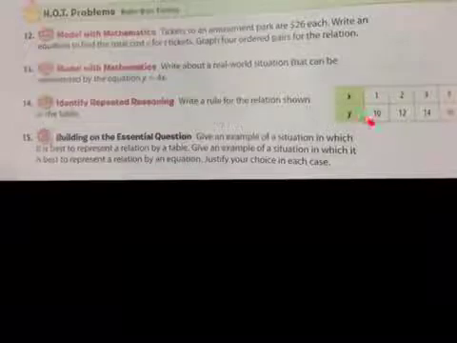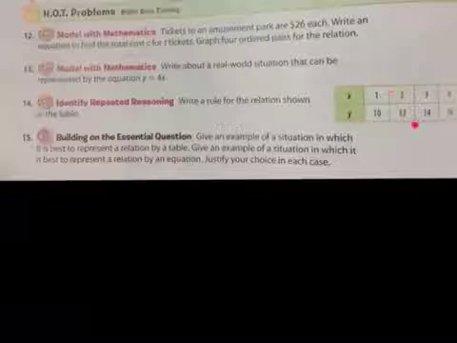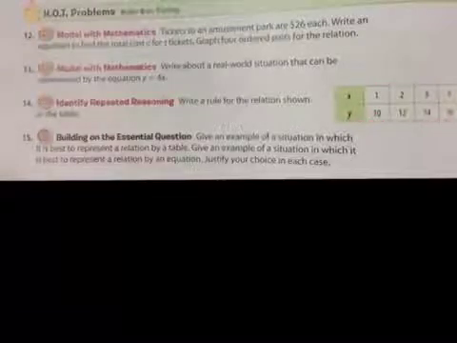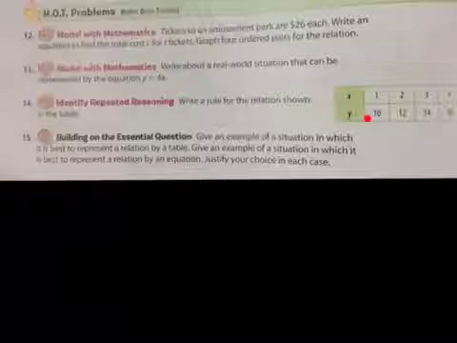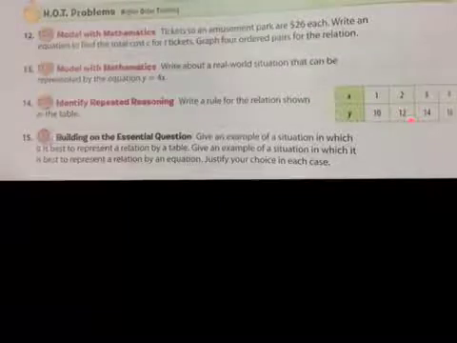Number 14. Write a rule for the relation shown in the table. Here we have a relation. We have the domain and our range, and we have 1 becomes 10, 2 becomes 12, 3 is 14, and 4 is 16. Now we have to look for a pattern. Clearly it is a constant rate, but it's not a proportional relationship because it starts at 10 and then it goes up by 2 each time. So there's no actual unit rate.